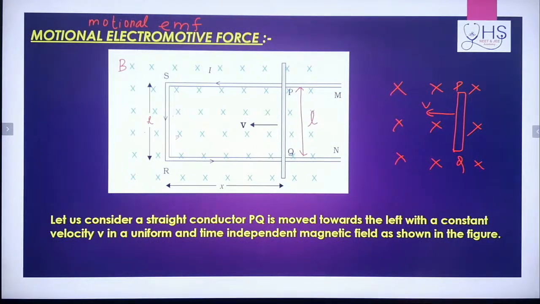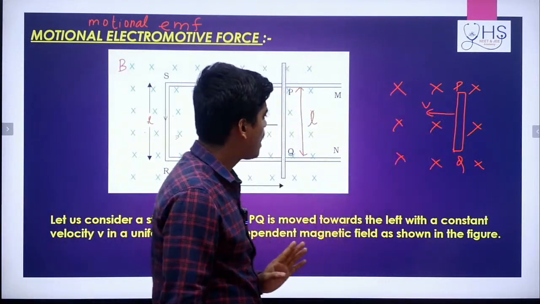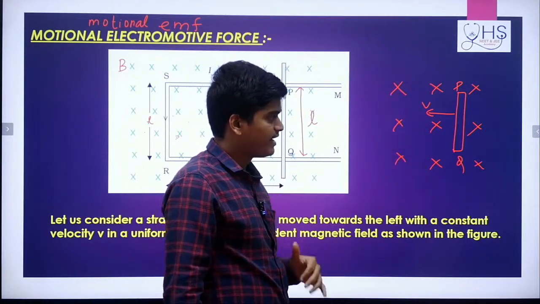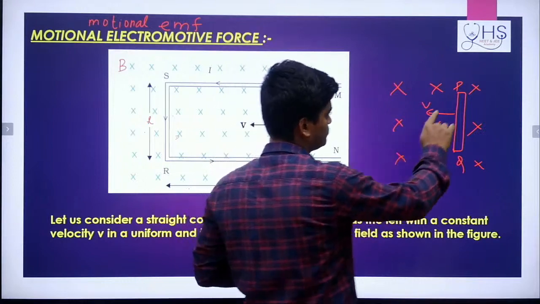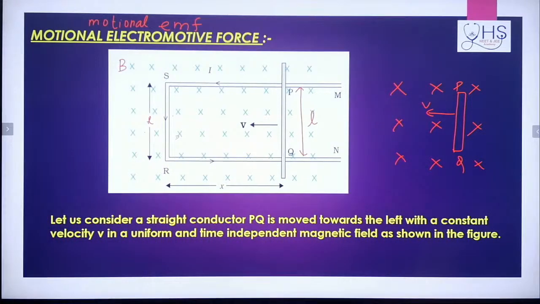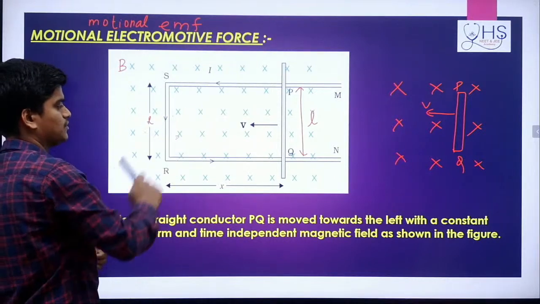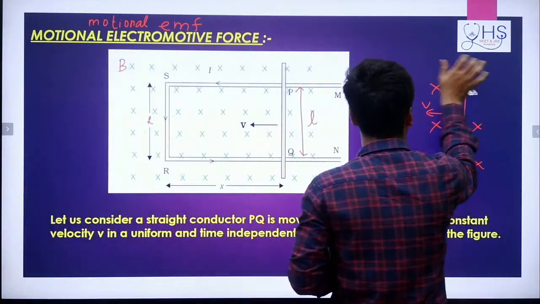And I already explained what we are exactly going to do here. We want to see that if this running conductor is becoming a cell, then what is the EMF? That is what we will calculate, and that is our main idea. And what is the current in this circuit? That also we will try to find out. I hope you understand the idea.